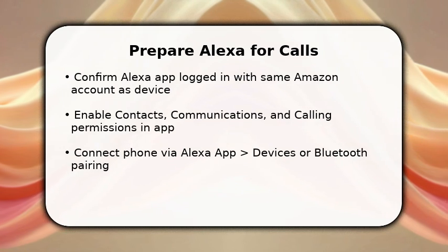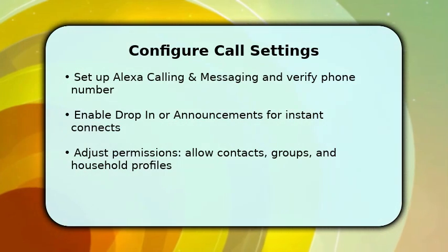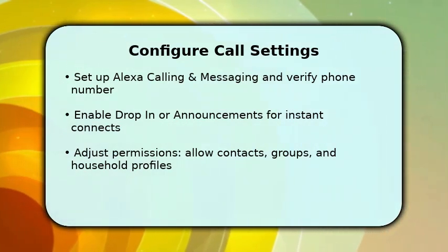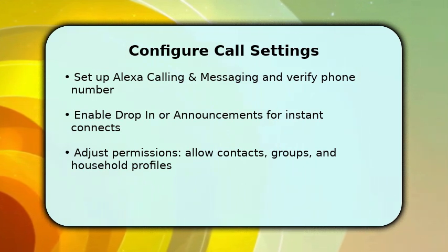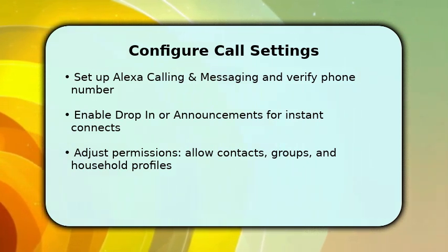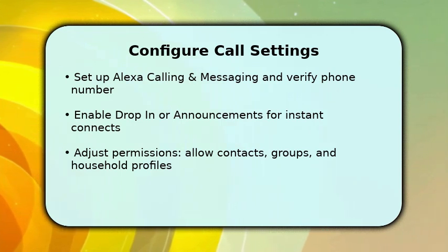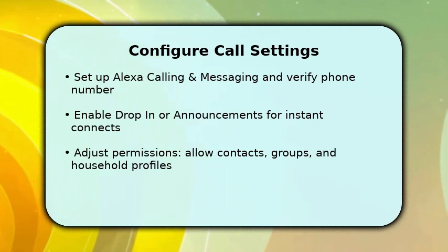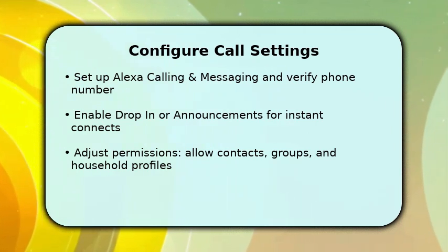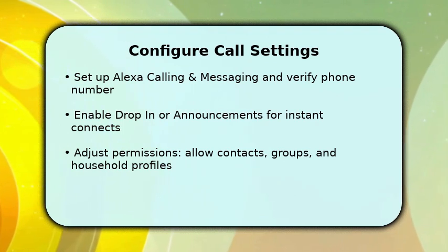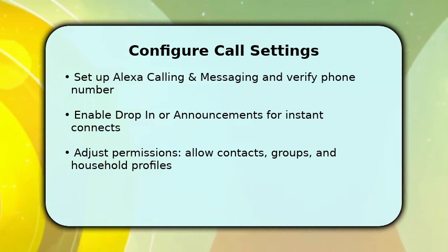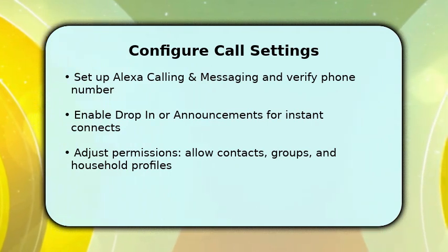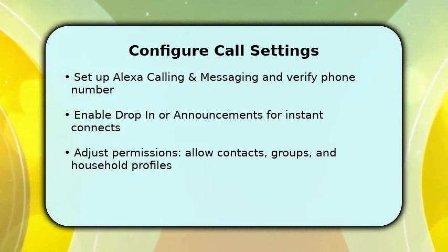Now configure how Alexa actually makes and receives calls. Open calling and messaging, verify your phone number, and train Alexa to recognize your voice if multiple users share the device. Then choose drop-in or announcements for quick connects versus standard calls. Drop-in acts like an intercom, while announcements broadcasts. Also organize contacts into groups and set household profiles so Alexa selects the correct caller ID. Make sure to test with a short call to confirm settings.